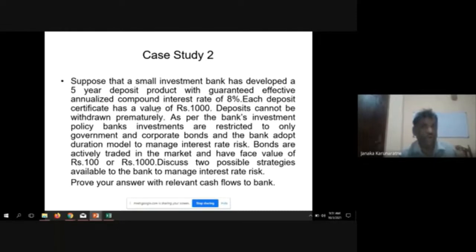Deposit cannot be withdrawn prematurely. So there is a condition that you can't withdraw prematurely. So there is no premature withdrawal risk. It's only at maturity.